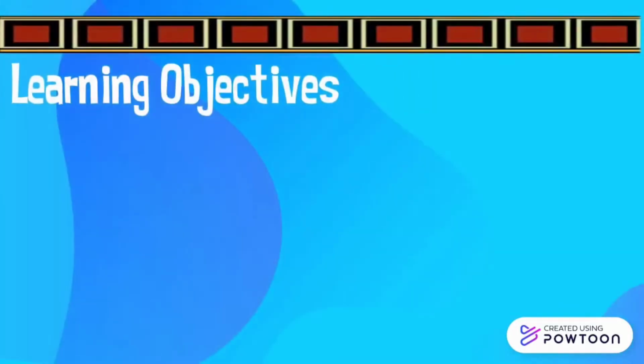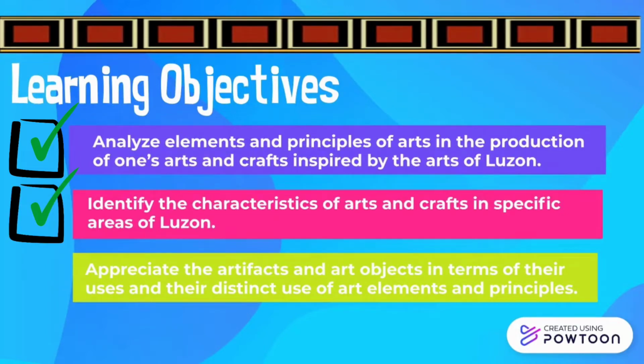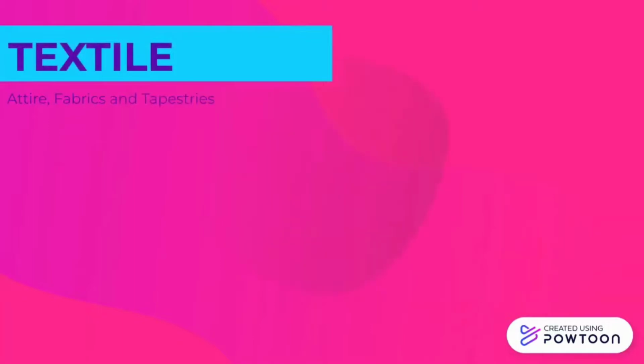These are the competencies that we have to accomplish today. First, analyze elements and principles of arts in the production of one's arts and crafts inspired by the arts of Luzon in highlands and lowlands. Second, identify the characteristics of arts and crafts in specific areas of Luzon. And lastly, appreciate the artifacts and art objects in terms of their uses and their distinct use of art elements and principles. Let's start with textile.